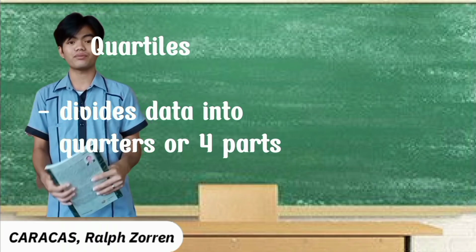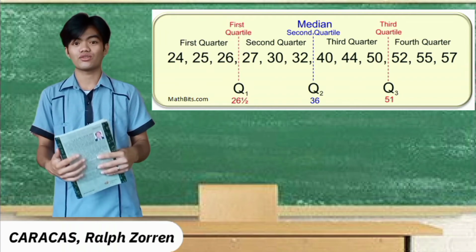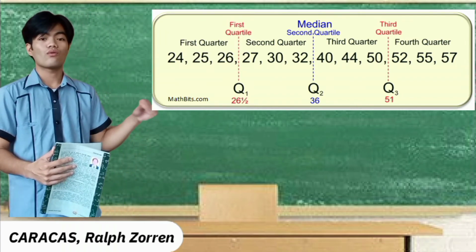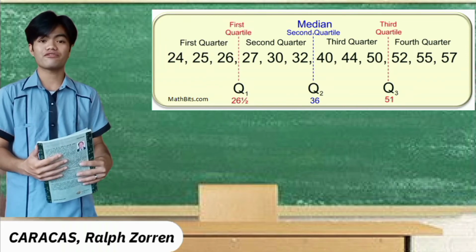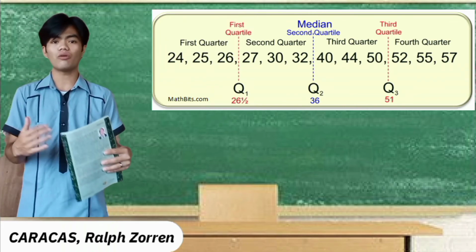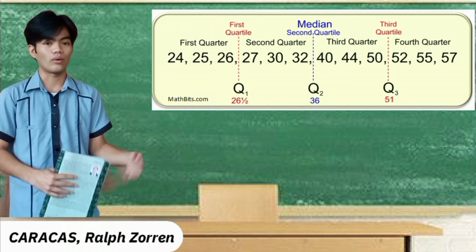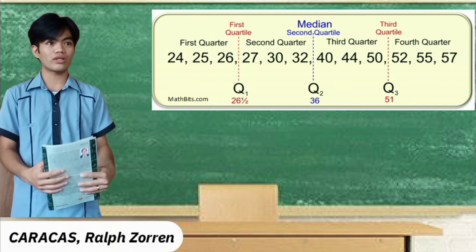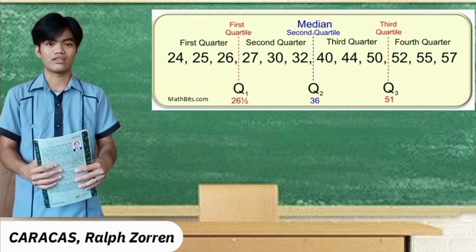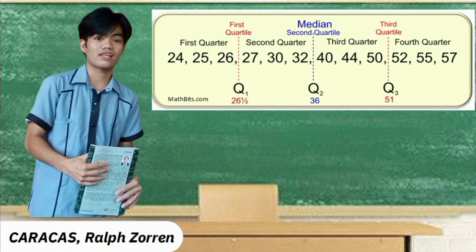So for example, numbers 24, 25, 26, 27, 32, 40, 44, 50, 52, 55, and 57. We will be counting how many data we have and dividing it by 4. So we have 12 data. So 12 divided by 4 is equal to 3. So we will group the numbers into 3. So the quarters and quartiles are like this.